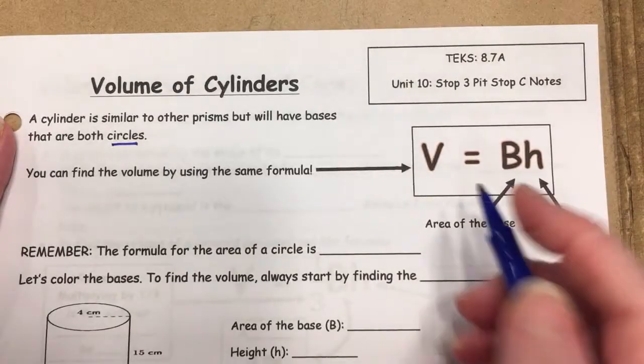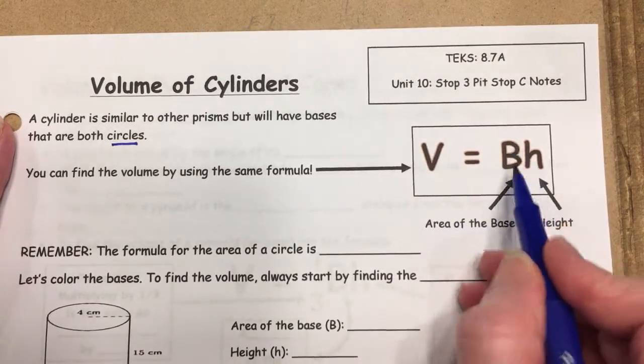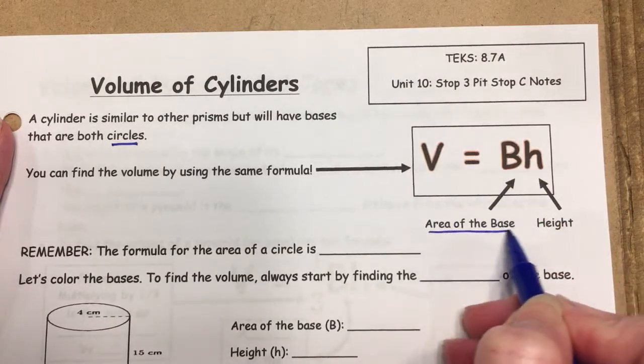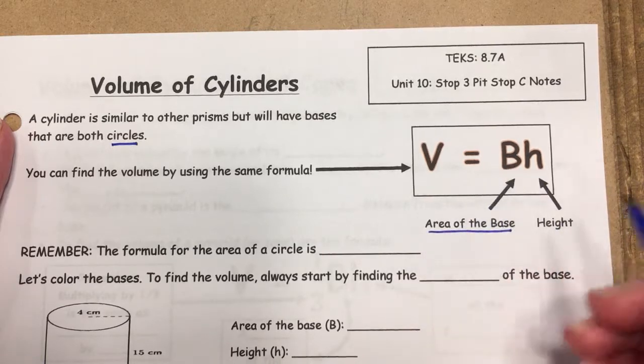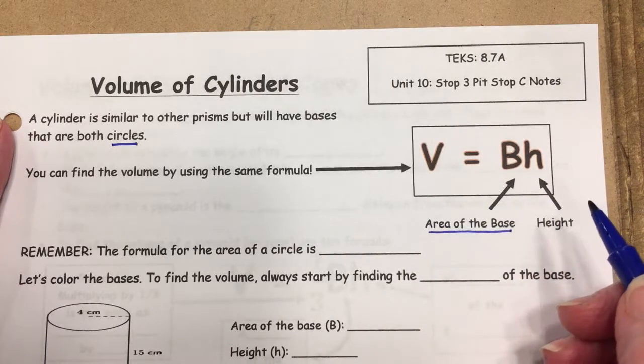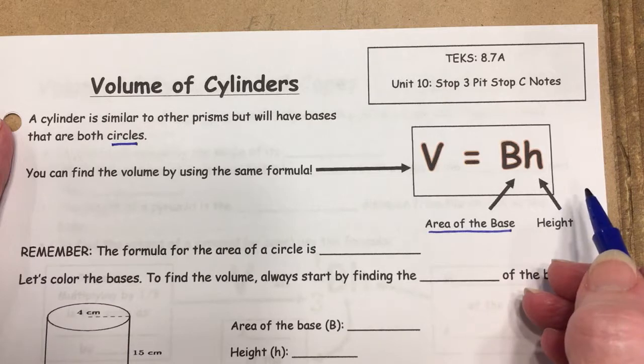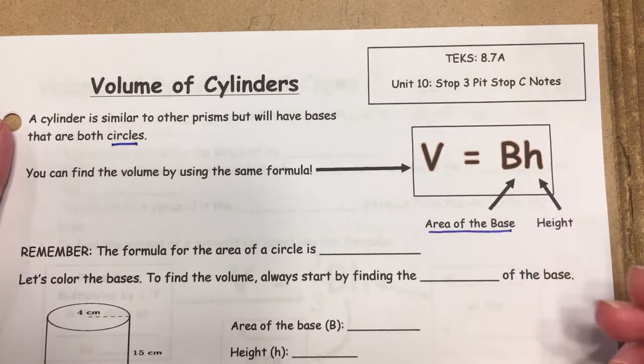So we've seen this before, where the capital B stands for the area of the base. This is an area of the base. That's why it's a big B and not a little b. And then times the height of the prism, or height of the cylinder in this case. So remember the formula.